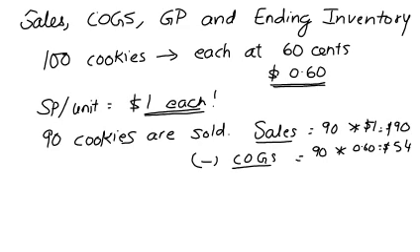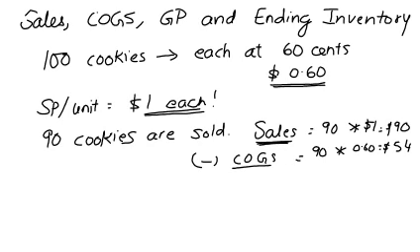So what is the meaning of cost of goods sold? This means what is the cost? How much did it cost for me to procure those 90 cookies? Those 90 cookies were procured at 60 cents each. So 90 times 0.60 is $54. So the cost of goods sold means exactly that. What is the cost on these sales?